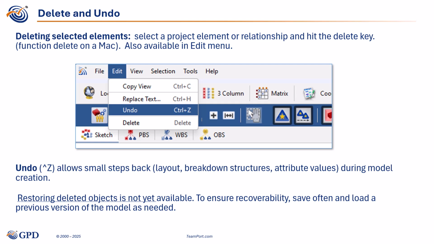Most actions in Designer can be reversed with the Undo command, such as changes in layout and edits to detail project attributes. A warning, though, that while a project model can be reloaded from a previously saved version, the Undo command does not restore deleted objects. To ensure recoverability, we suggest saving often and loading a previous version of the model as needed.